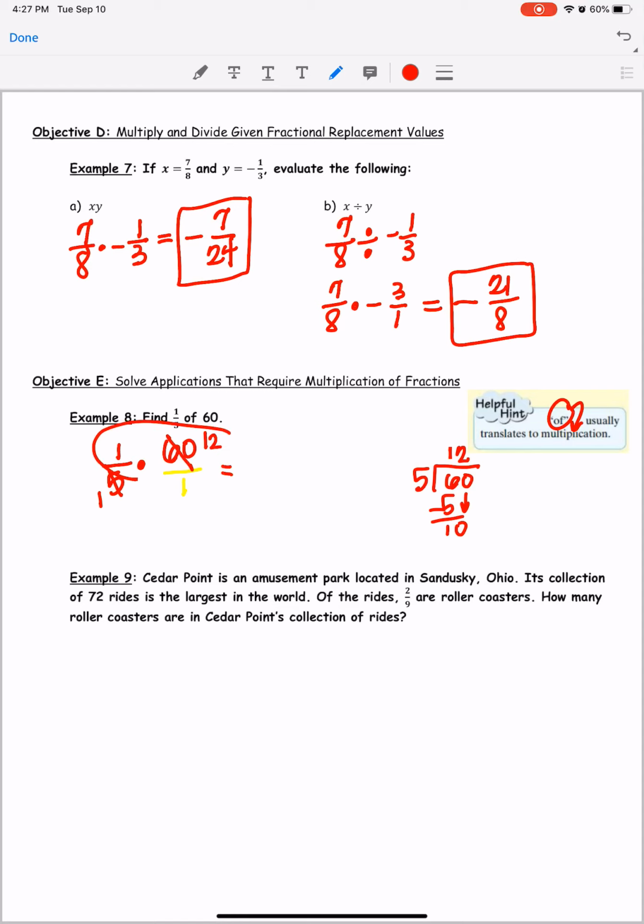So now 1 times 12 is 12. 1 times 1 is 1. Now this is the correct answer. It's a little bit better if we make that a 12. Simplify it as much as possible. But those are both correct and both acceptable.